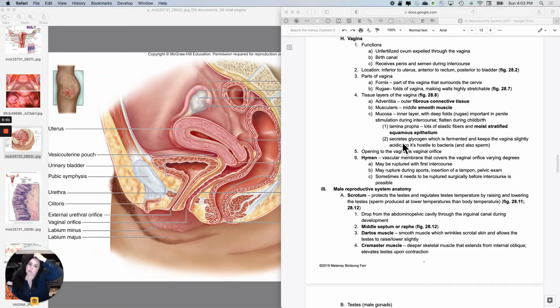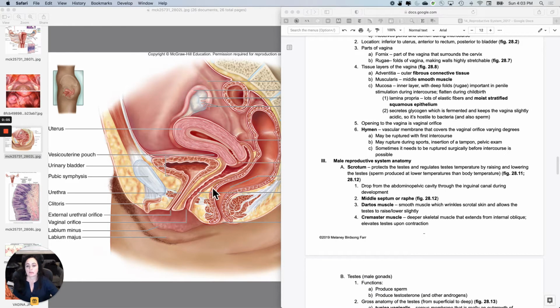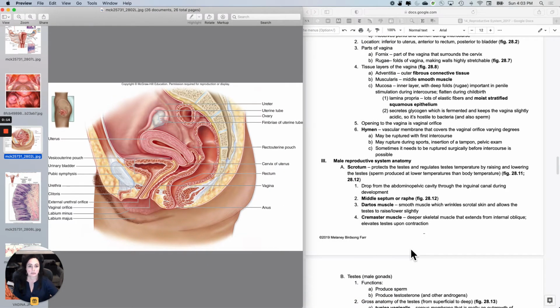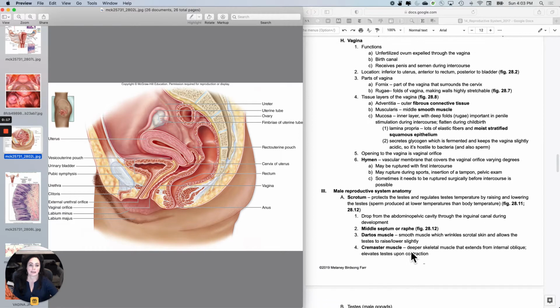Okay, last female structure is the vagina. Make sure that you can find the vagina on a mid-sagittal section. I'm talking to you women. A lot of times women cannot find this on a mid-sagittal section, so let's make sure that you can. It is, of course, inferior and continuous with the uterus, right? It is anterior to the rectum, and it is posterior to the bladder and the urethra.